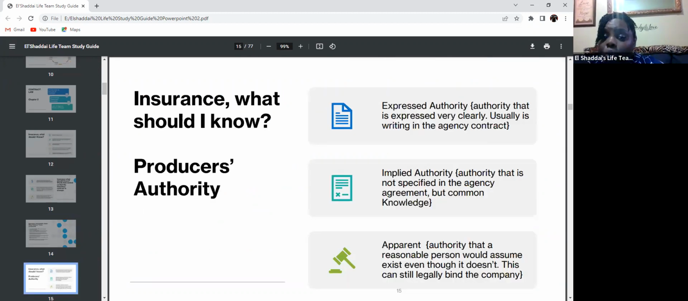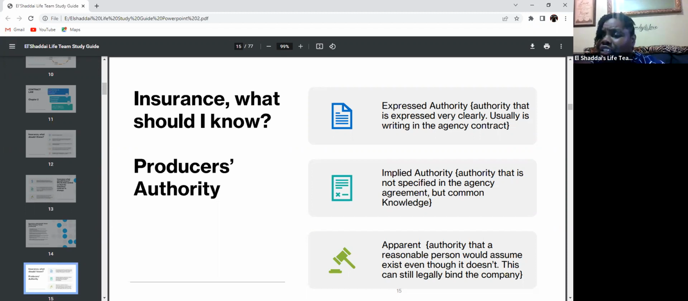Insurance, what should I know? Producer's authority. What is a producer's authority? We're going to deal with 3. Expressed authority: authority that is clearly expressed, usually in writing. Implied. You ever heard somebody say, what are you implying? What are you trying to say? Implied authority: authority that is not specified in the agency agreement, but is common knowledge. Okay, it's not specified, but it's common knowledge.